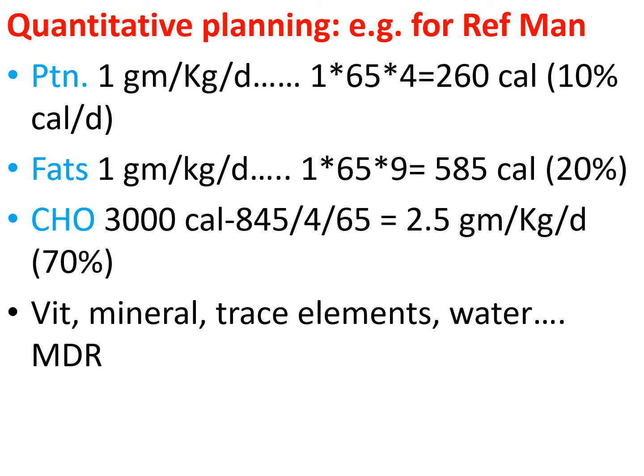Quantitative planning, for example for the reference man. Protein is 1 gram per kilogram per day: 1 multiplied by 65 multiplied by 4 equals 260 calories, 10% of calories per day. Fats equal 20% of calories per day. Carbohydrate equals 70% of calories per day. Vitamins, minerals, trace elements and water must all be present.